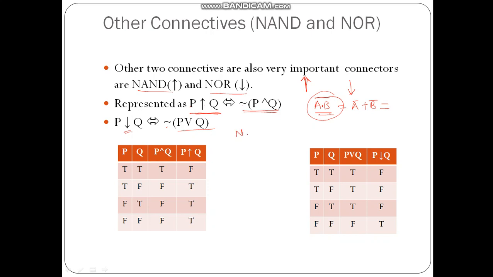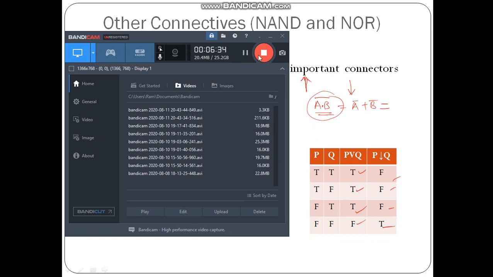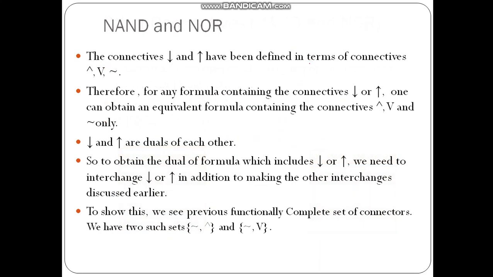NAND is N A and D, and AND is conjunction, so NOT is applied to a conjunction, and NOR is NOT applied to a disjunction. So P and Q is T, F, F, F, and NOT applied to this will be the NAND gate. NOT applied to P or Q will be the NOR gate. Let us move ahead and try to know more about NAND and NOR gates. So this is a NOR gate and this is a NAND gate. The connectives NAND and NOR.